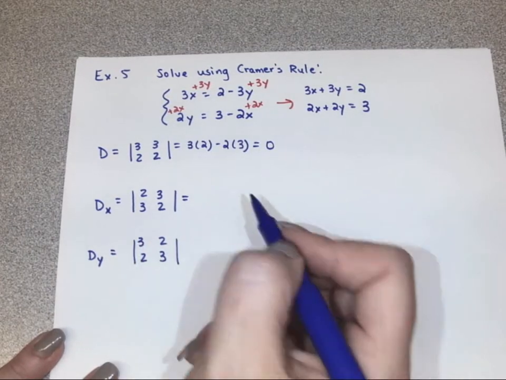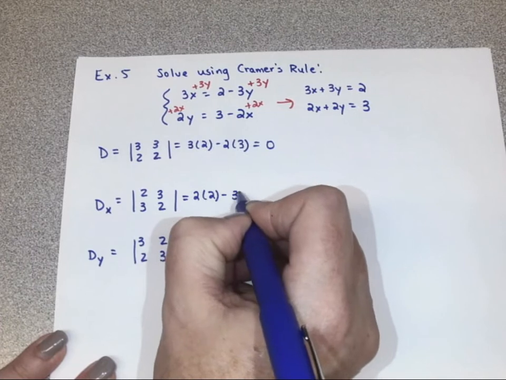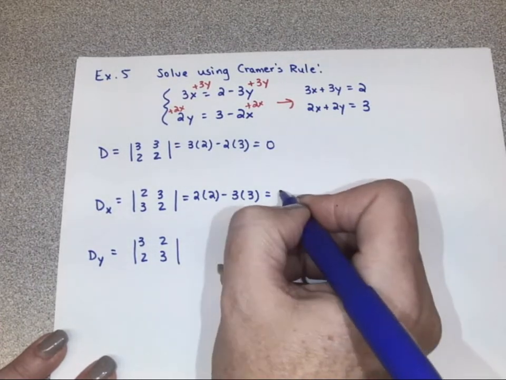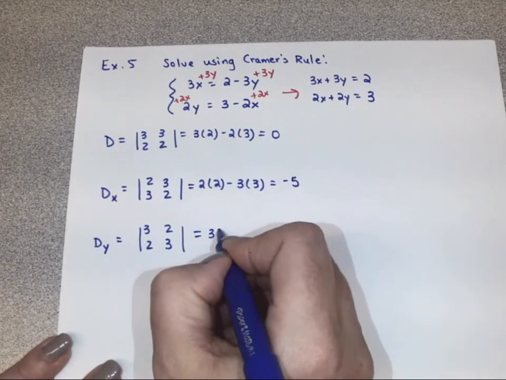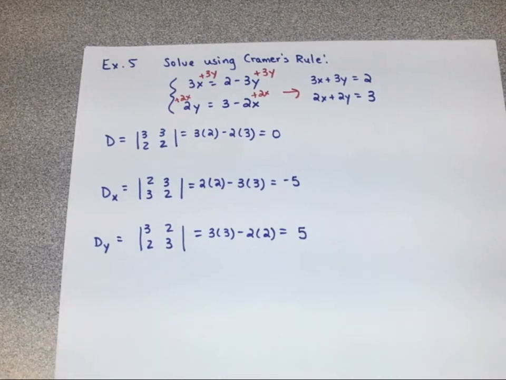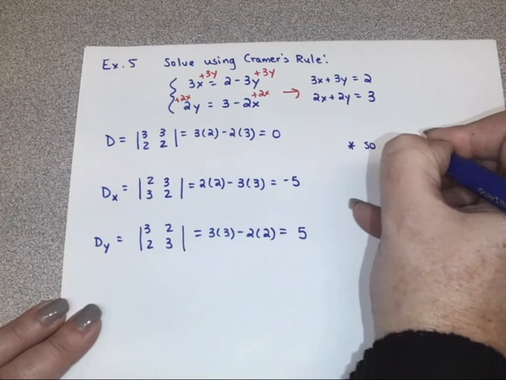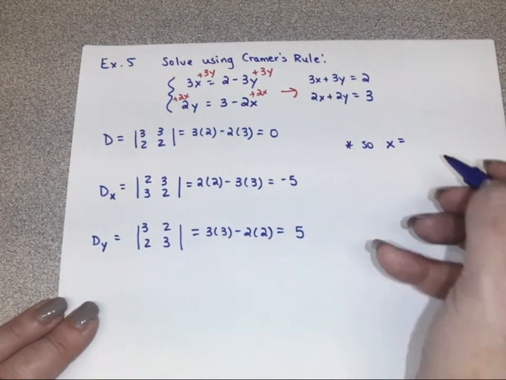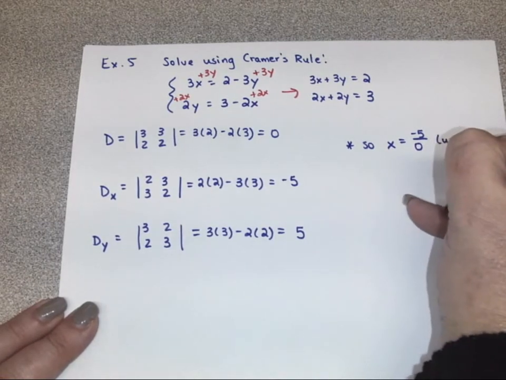Then you're going to do the same thing here, right? So you're going to get 2 times 2 minus 3 times 3. So you don't get 0 this time, right? You get negative 5. And then here you're going to get 3 times 3 minus 2 times 2, or 5. So the problem comes when you try to come up with your solutions. So let's talk about it. If you tried to, you're going to say what for x? You're going to say, oh, it's negative 5 over 0. But the problem is that this is undefined.